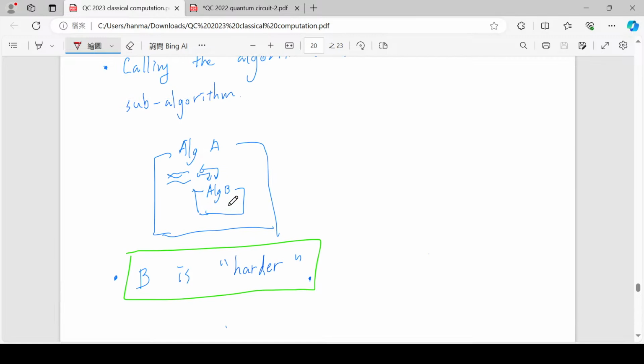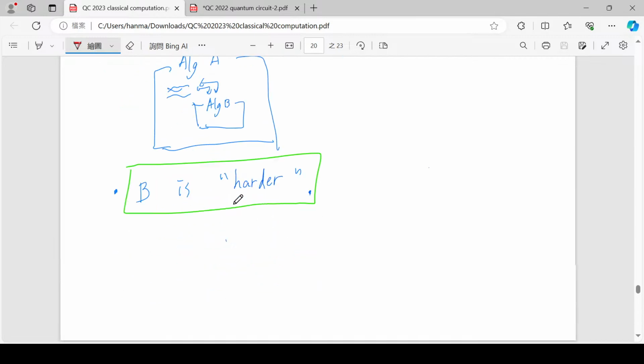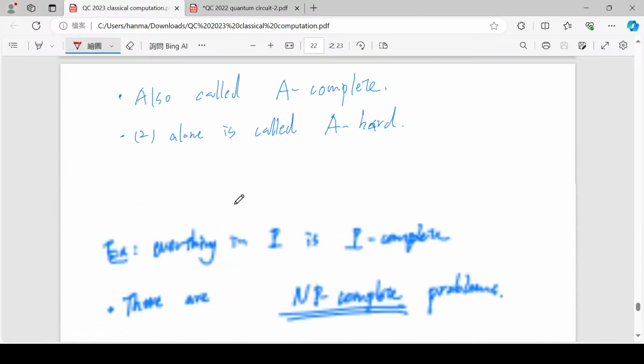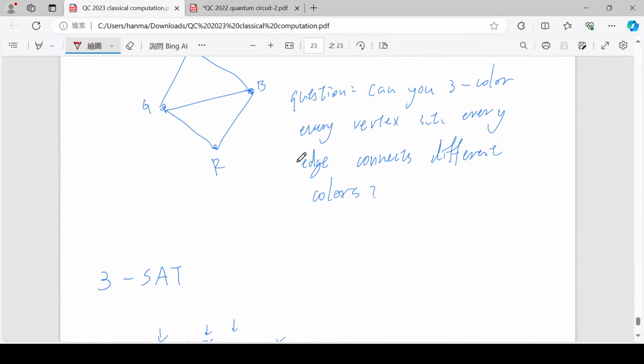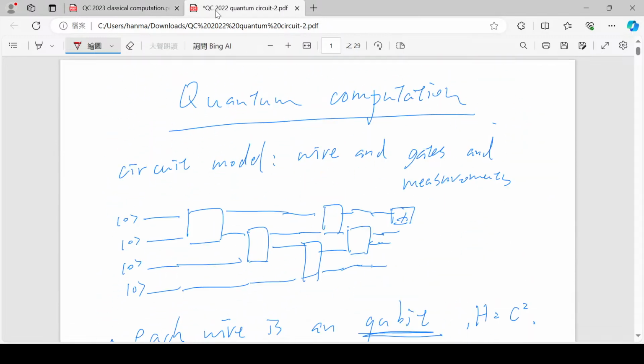Anyway, that's a quick review of classical computation. Now we jump really quickly to quantum computation, a different topic. Finally we can start quantum computation. We've been talking about quantum mechanics and computation, so now we combine them and talk about quantum computation.